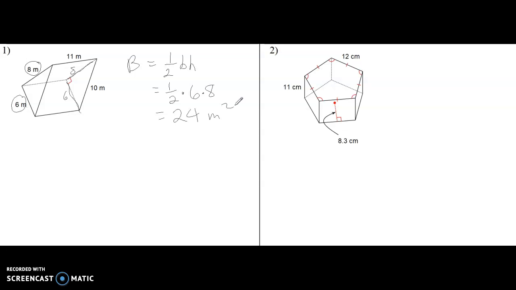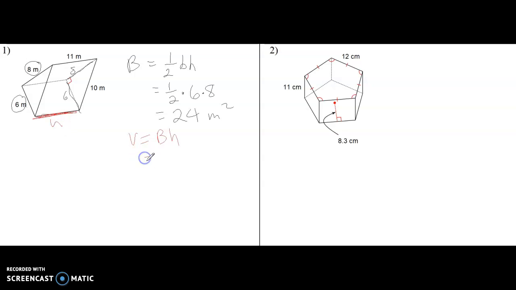The next thing I have to do is find out the height of my prism. Now we're talking about heights, but we're talking about the height of the prism versus the height of the base, and they're different. Okay? Now we might have thought that 8 was the height of the base, but the height of the prism has actually got to be the distance between the bases. So this is the height of the prism.